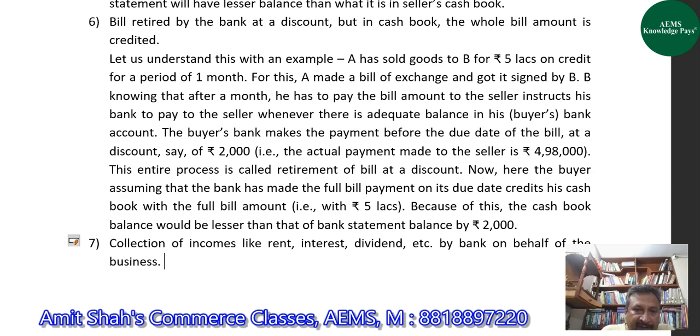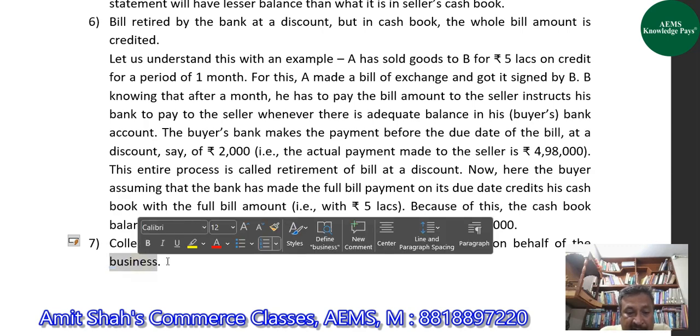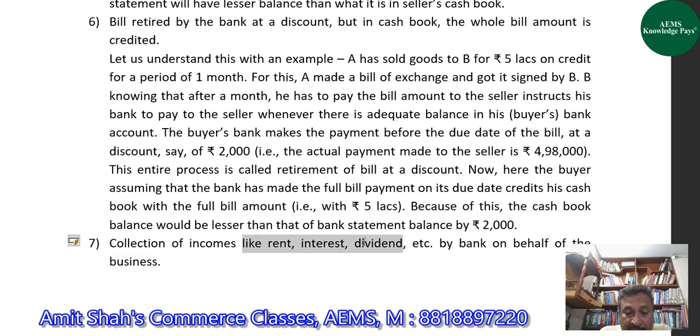Now, what happens, guys? Sometimes a business may instruct its bank to collect rent, interest, dividend, and other income like commission from customers of the business or from parties of the business directly. As per the instruction, the bank keeps collecting these incomes on the due date and keeps crediting them in the bank account. However, the business itself forgets about collection of such incomes. Because of that, in the cash book, the balance would be lesser than what it would be in the bank statement. Have you understood this, guys, or not?